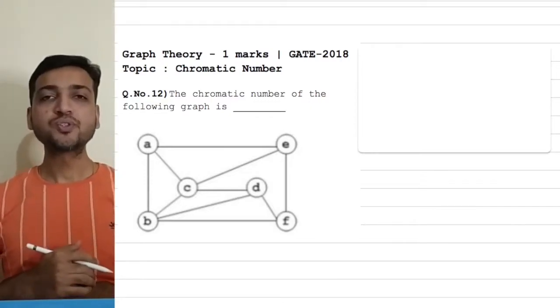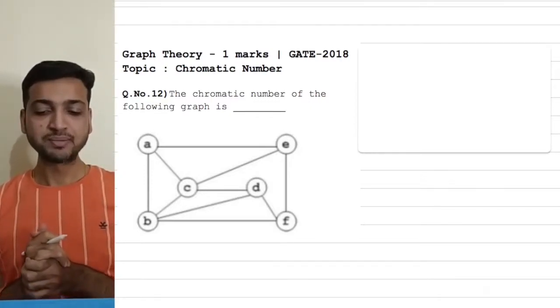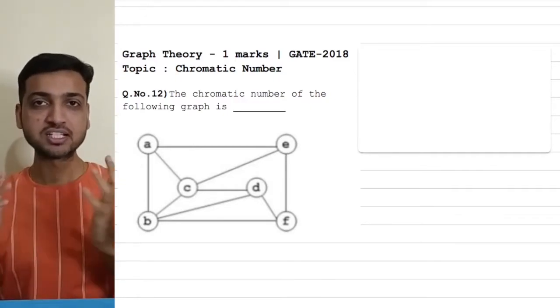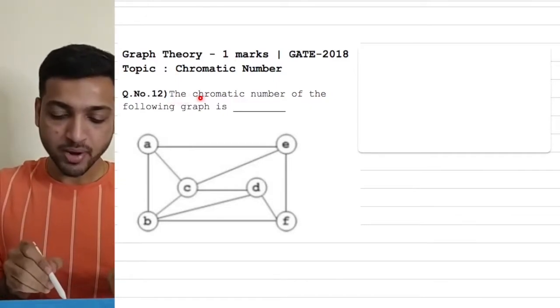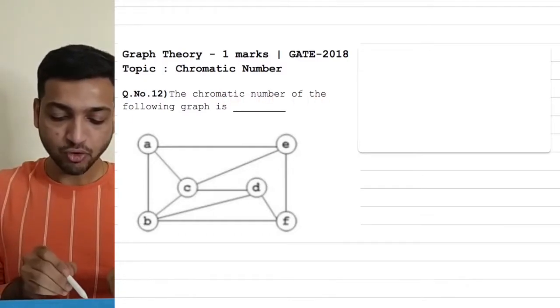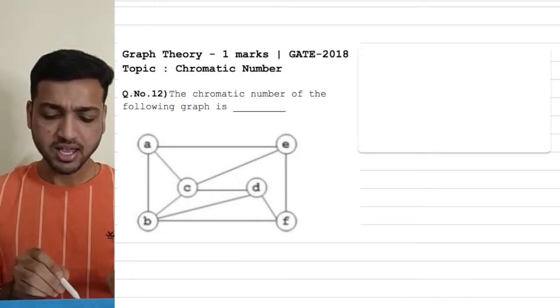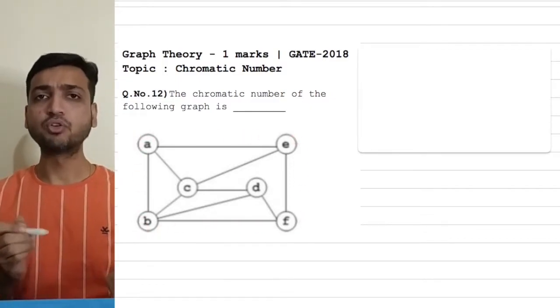So in this video, we're going to see a graph theory 1 marks question from the paper GATE 2018, and it is based on the topic of chromatic numbers. So let's see what the question is. The chromatic number of the following graph is a very simple, straightforward question. We are being given a graph and they're asking us what is the chromatic number of this graph.